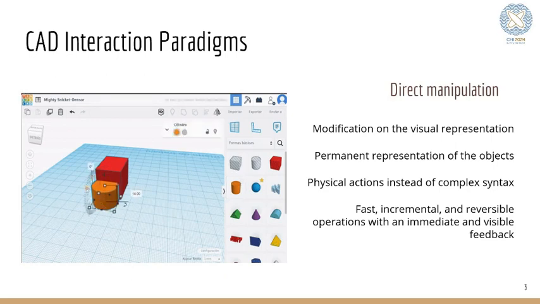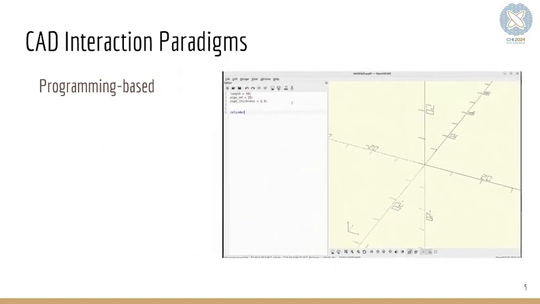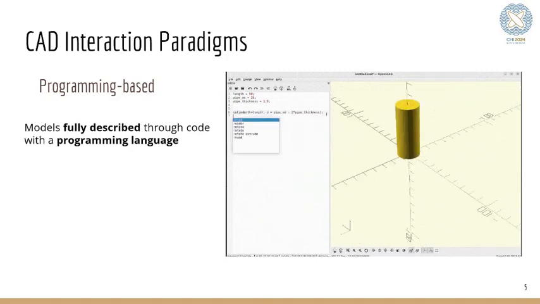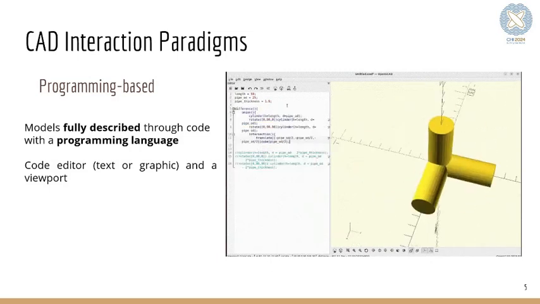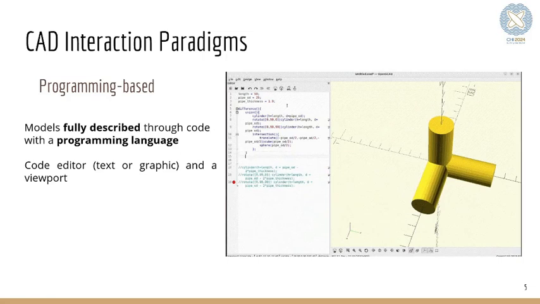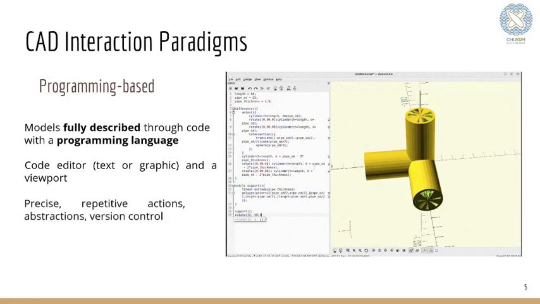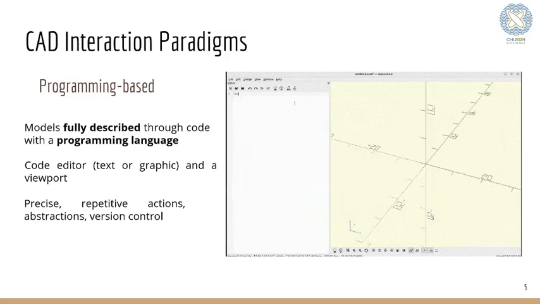modifications. A less popular approach follows a programming-based interaction paradigm. Differently than direct manipulation, in programming-based CAD applications, the models are fully described through coded instructions in a programming language. The application provides a code editor, either textual or graphic, to create scripts. It also provides a viewport to render the model after compilation for visual validation. Programming provides valuable features such as precision, easy way to perform repetitive actions, abstraction, and version control.